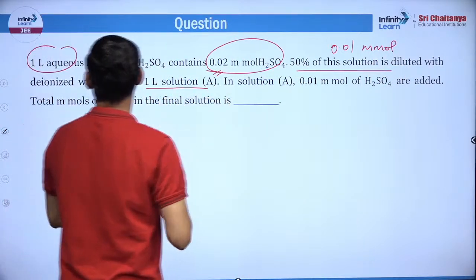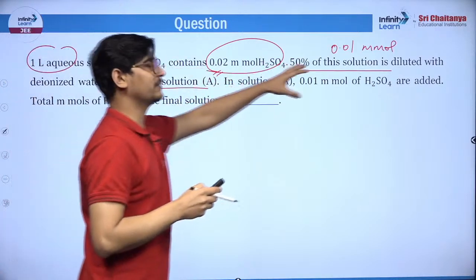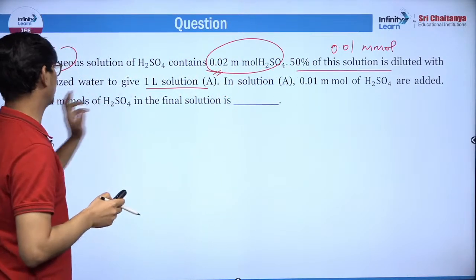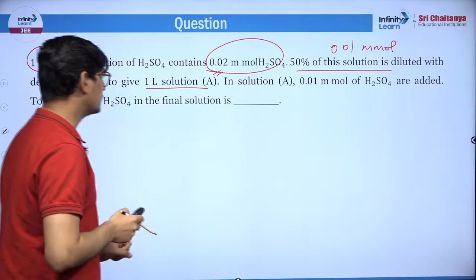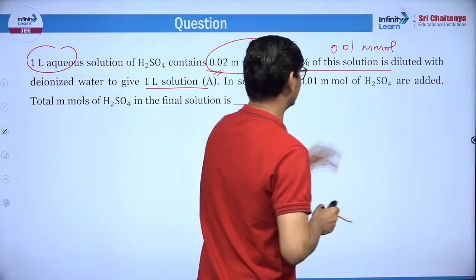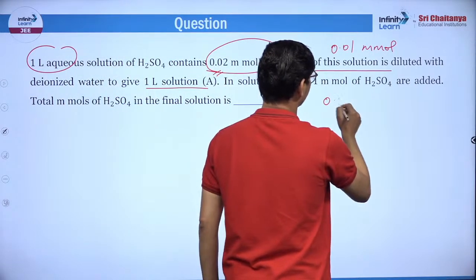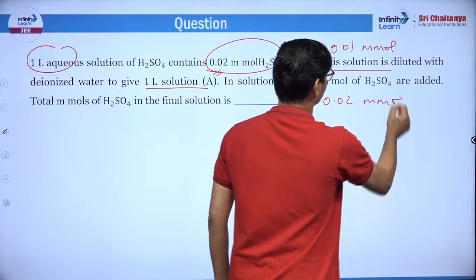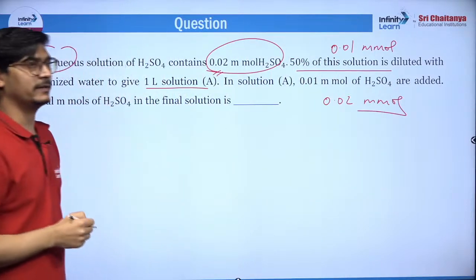solution है. ठीक है, so 1 liter was there, we took 50% of that, half liter, that will contain 0.01 millimole. ठीक है, it will give you 1 liter solution है. In this solution we are adding 0.01, so the total quantity would be 0.02 millimole. Okay, so you can solve this question, you will get the correct answer.